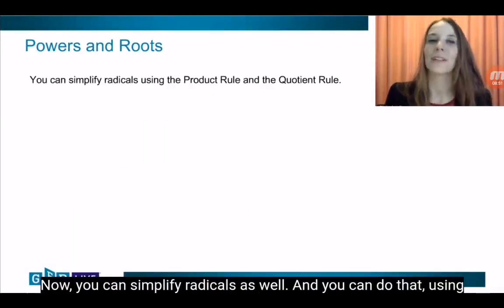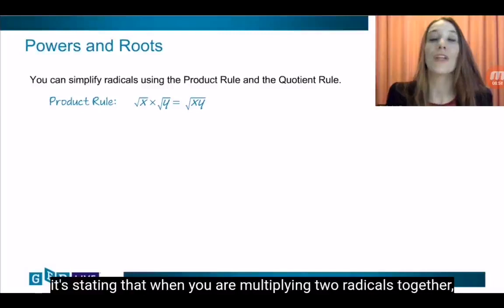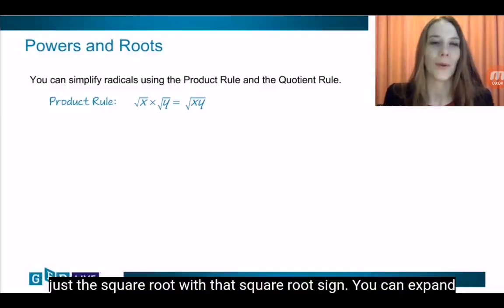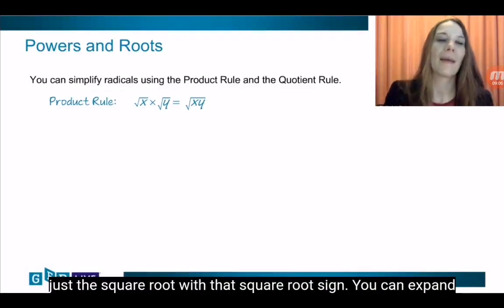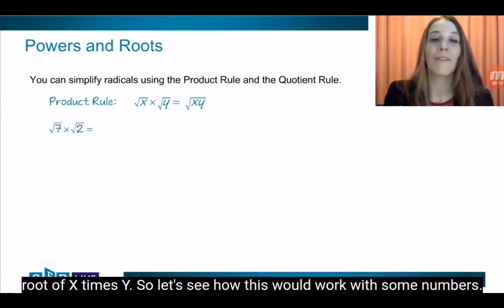Now, you can simplify radicals as well, and you can do that using the product rule or the quotient rule. The product rule states that when you are multiplying two radicals together, assuming those roots are the same, in this case both of these are just the square root, you can expand that, so the square root of x times the square root of y is the square root of x times y. So let's see how this would work with some numbers.